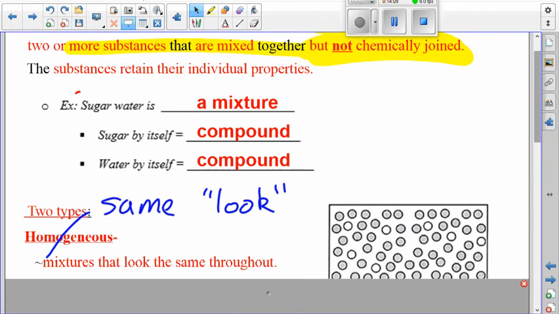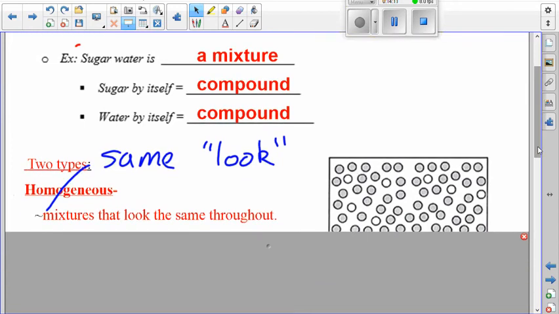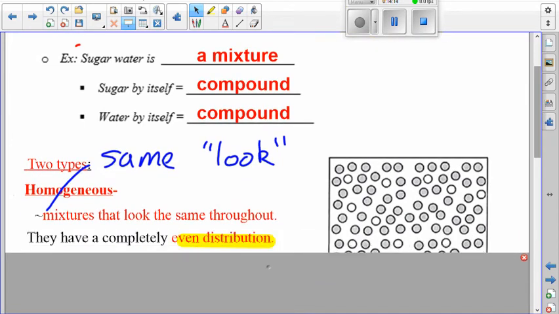A key word that you will probably say on your test someday when I ask you about this is the word even. You'll say it's evenly mixed. So the sugar and the water are evenly mixed in this little beaker. You can't see anything different. It looks the same no matter where you look. If I were to take a sip of this, which I would never do because this is not food glassware, every sip would taste basically the same, because the sugar and the water are evenly distributed.